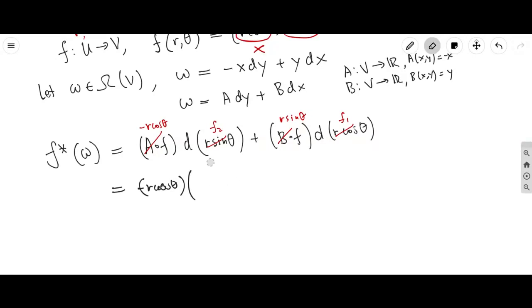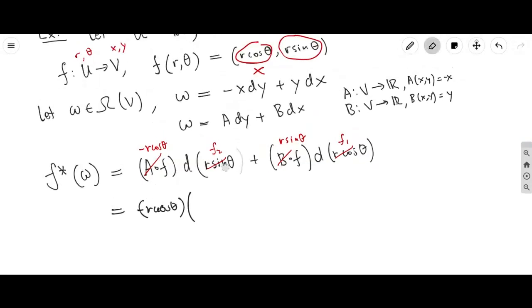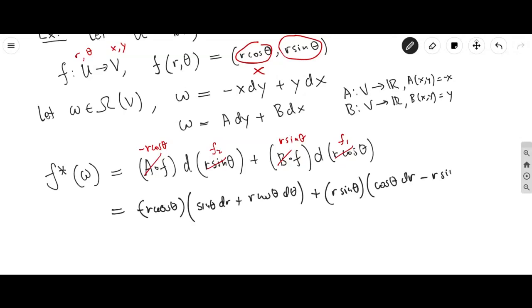So you would just differentiate this function with respect to the first variable, which in this case we're calling r. So that would be sine theta. And then you write down dr plus, you differentiate it with respect to the second variable. So this will be r cosine theta d theta. And then you have plus r sine theta. And then you do the same thing with the other one. You would differentiate it with respect to the first variable. So we have cosine theta dr, and then we have minus r sine theta d theta when you do that.